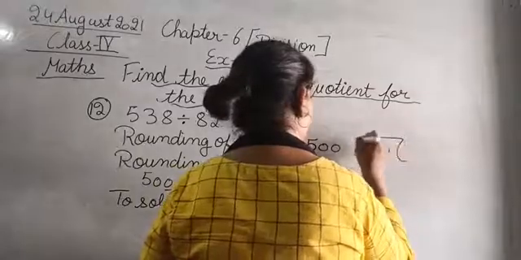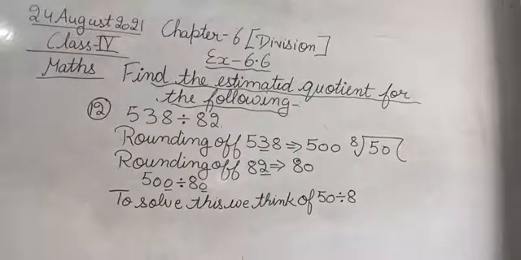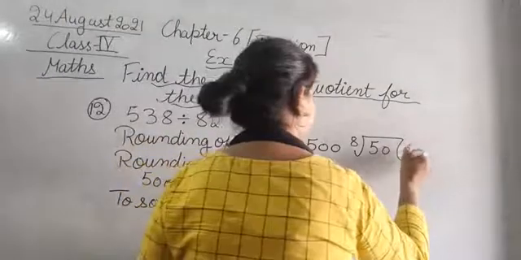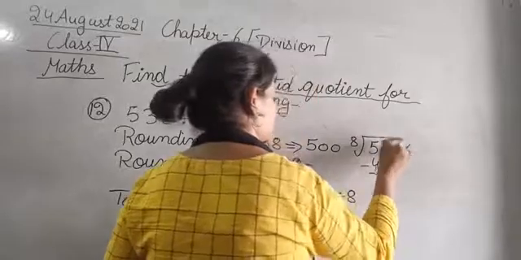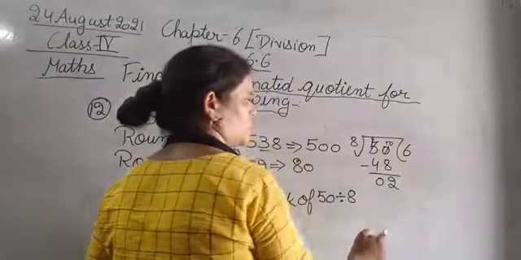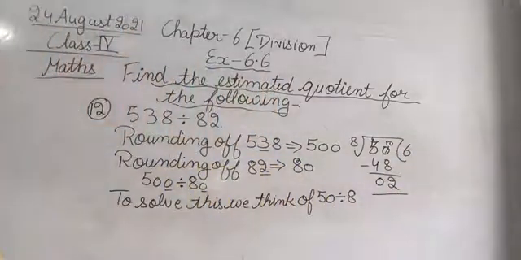50 divided by 8. So in the table of 8, 50 or less than 50: 8 fives are 40, 8 sixes are 48. 48. This is 10, this is 4. 10 minus 8 is 2, 4 minus 4 is 0. No number is left in the dividend, so that means the remainder is 2, whereas the quotient is 6.